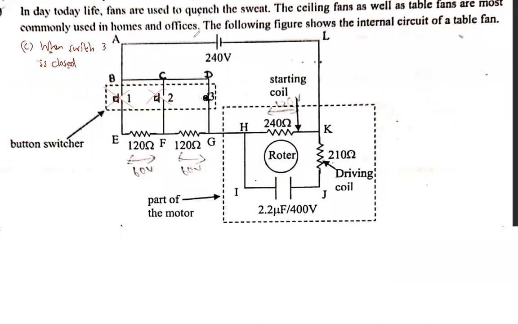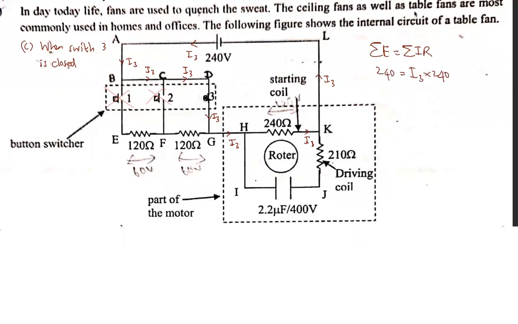Now, if I mark the new current I3, that current will flow this way, and it will flow here. It will not go down because it can't go down. This path is disconnected. And then I3 comes like this, goes like this, and I3 finally comes back to the battery. So now if you put sigma E equals sigma IR, sigma E is 240, sigma IR is I3 into 240, that's all.